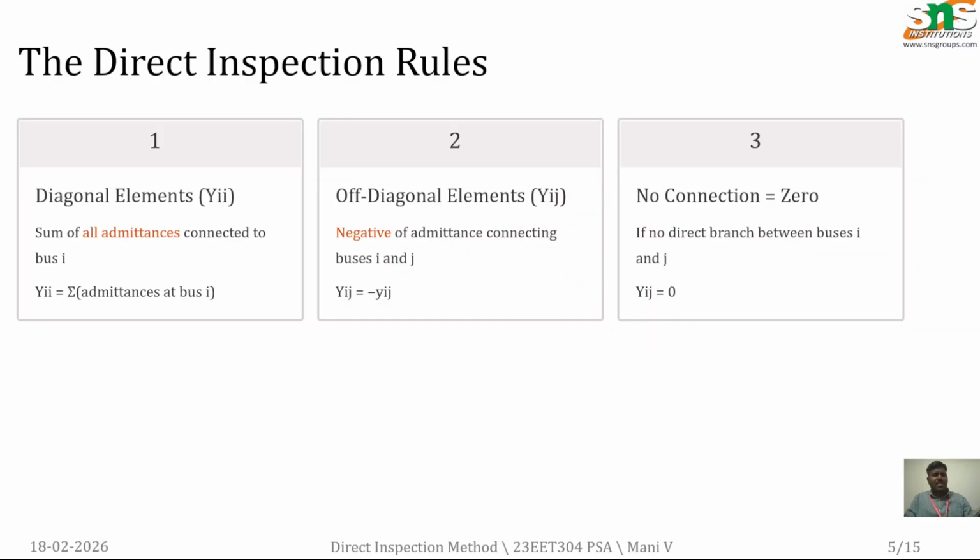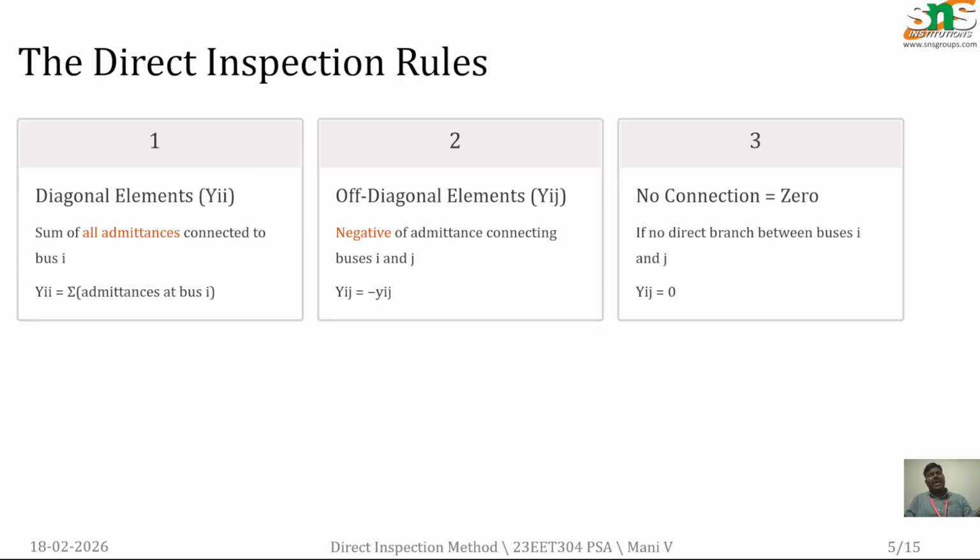So here are the direct inspection rules. First, the diagonal elements like Y11, Y22, Y33, Y44 will be the sum of all admittances connected to the particular bus. For example, for the first bus it is Y11, for the second bus it is Y22, etc. So we add all the admittances connected to that particular bus. That is called a diagonal element.